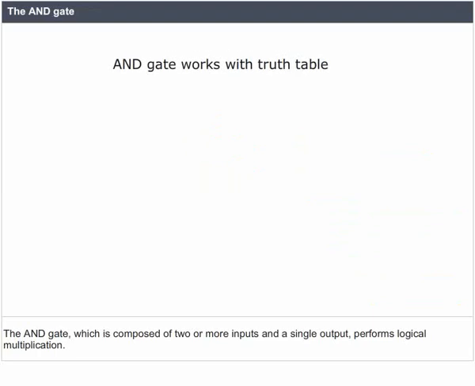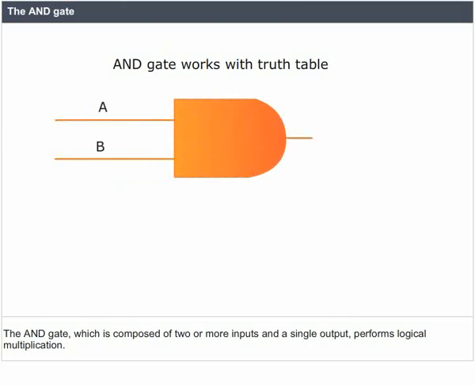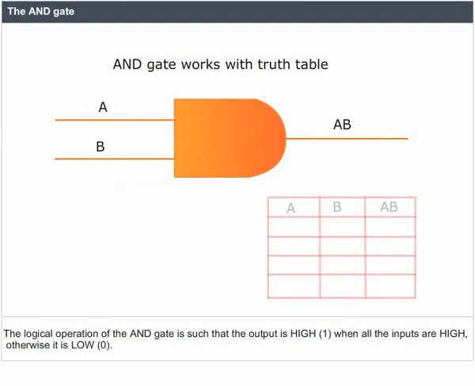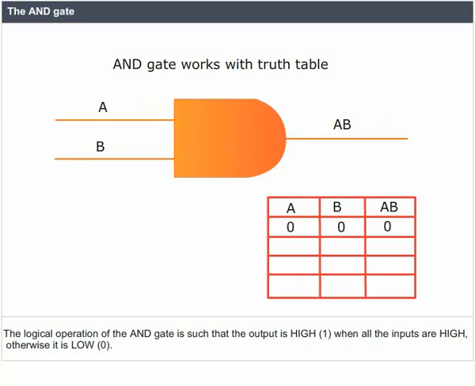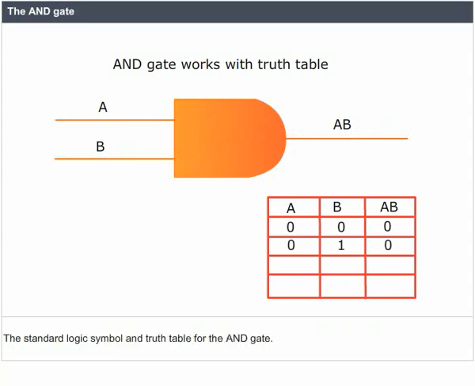The AND gate. The AND gate, which is composed of 2 or more inputs and a single output, performs logical multiplication. The logical operation of the AND gate is such that the output is high, 1, when all the inputs are high. Otherwise, it is low, 0. The standard logic symbol and truth table for the AND gate.